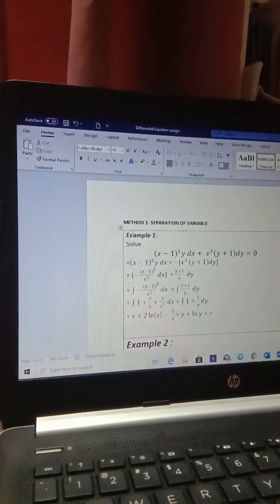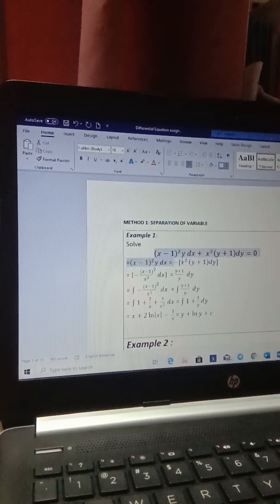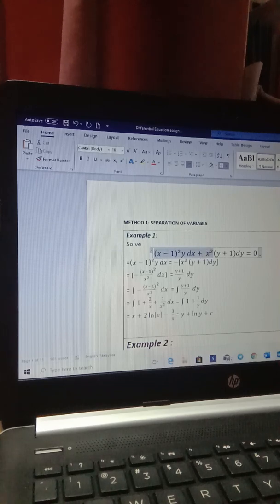Okay, so first of all, let's look at the equation for example 1. The equation is (x minus 1) to the power of 2 y dx plus x to the power of 2 (y plus 1) dy equals 0. So what can we do? We can separate it to both sides, so it will look simpler. So we know how to do it.